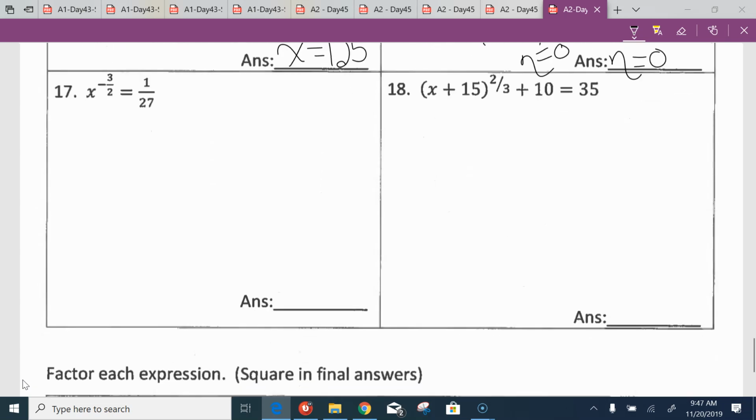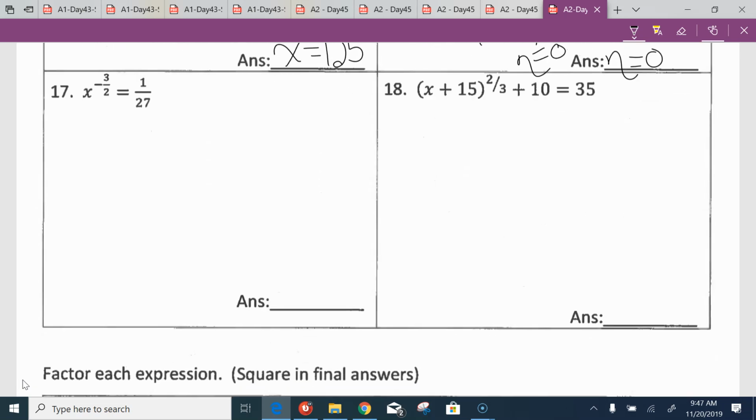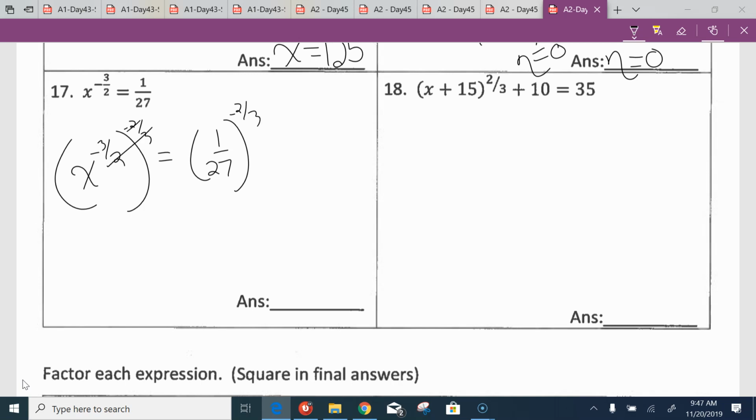For the next two, for number 17, I have x raised to the negative 3 halves. I'll go ahead and raise it to the reciprocal, which would be to the negative 2/3. And I'll do the same thing to the fraction I have on the other side, and raise that to the negative 2/3. These cancel out, which is what I want. On the right side, a negative means flip your number in parentheses upside down, take the reciprocal. So 1 over 27 just becomes 27.